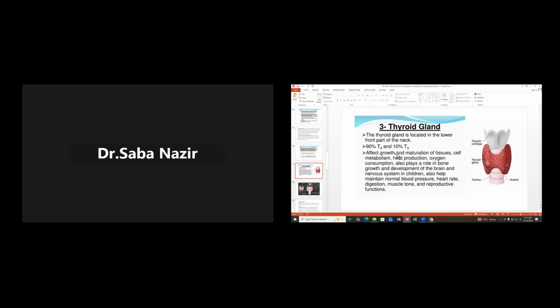In general, the secretions of the thyroid gland are associated with growth and maturation of the tissues. It is involved in the process of cell metabolism and heat production. When the cells are respiring actively, heat is produced. And when the cell is respiring, definitely oxygen is going to be consumed. As this hormone is linked with the growth process, it is ultimately associated with development of bones, how the bones will enlarge, and it is also linked with development of the brain and nervous system.